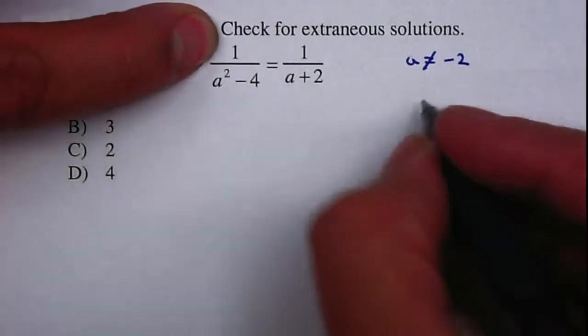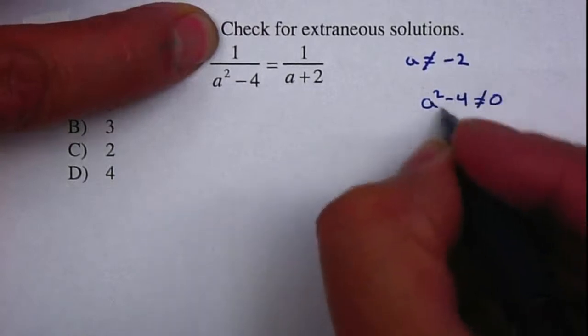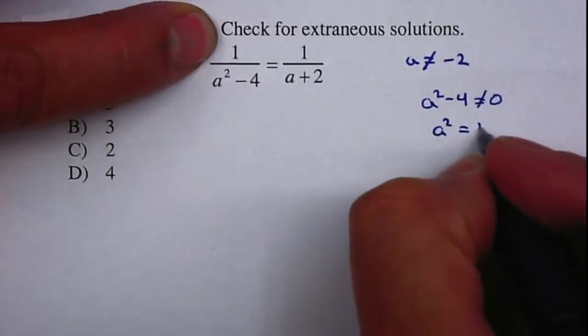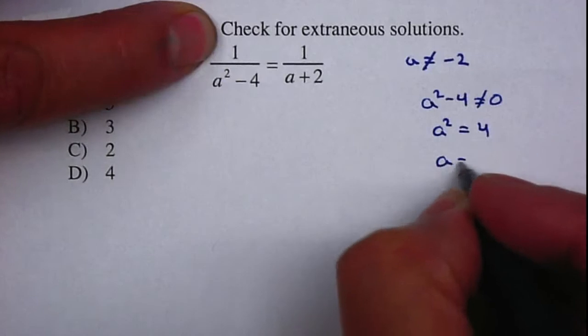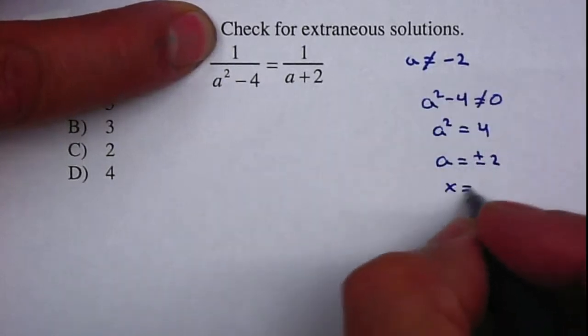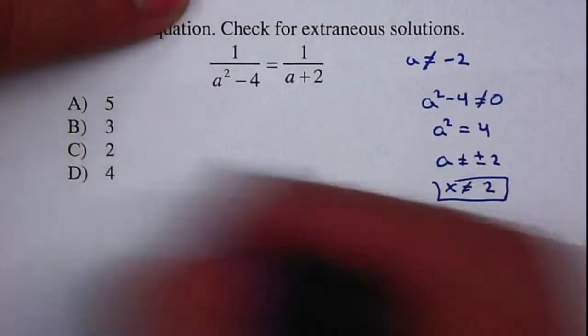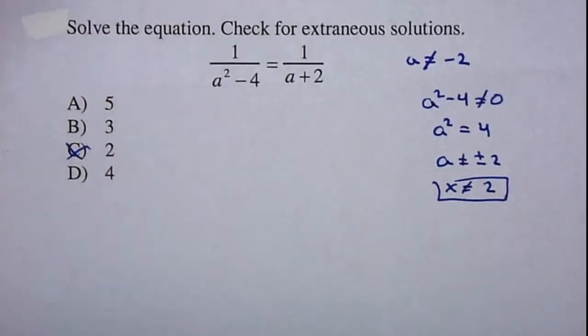For this one here, a squared minus 4 cannot be equal to 0. Move the 4 to the right, becomes a positive 4. Take the square root on both sides, so a cannot be equal to plus or minus 2. We already have the negative 2, so therefore a cannot be equal to positive 2 either. So letter C cannot be an answer.